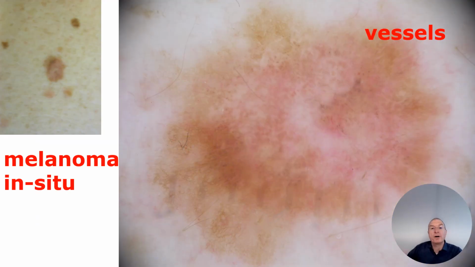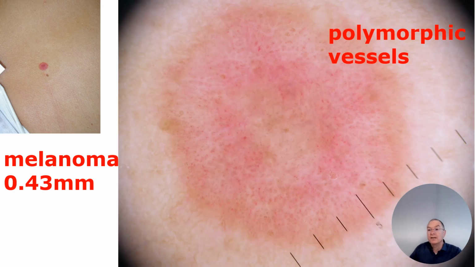Now it's getting more and more easy for us. Eccentric hyperpigmentation, dotted vessels. This is different, yeah. We need to do the excision. Now we go a little bit further on into early stages of invasive melanoma. Polymorphic vessels. This is an alarm sign for me. Different types of vessels. I call this polymorphia.